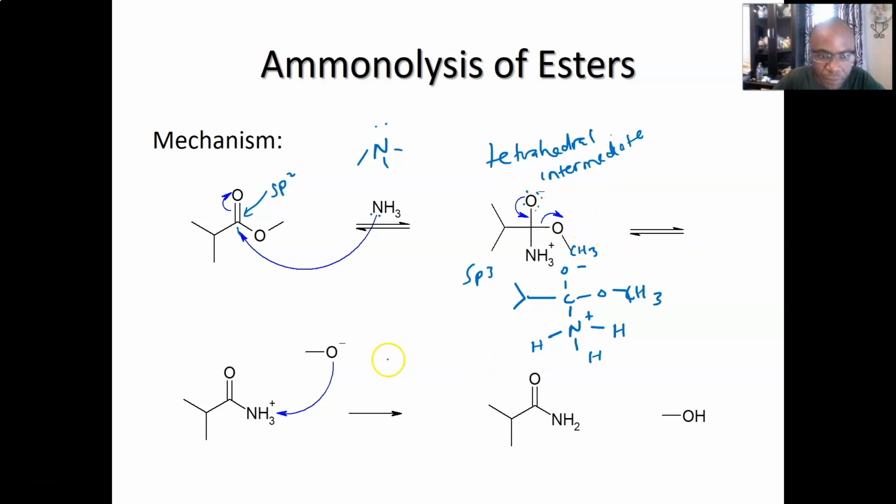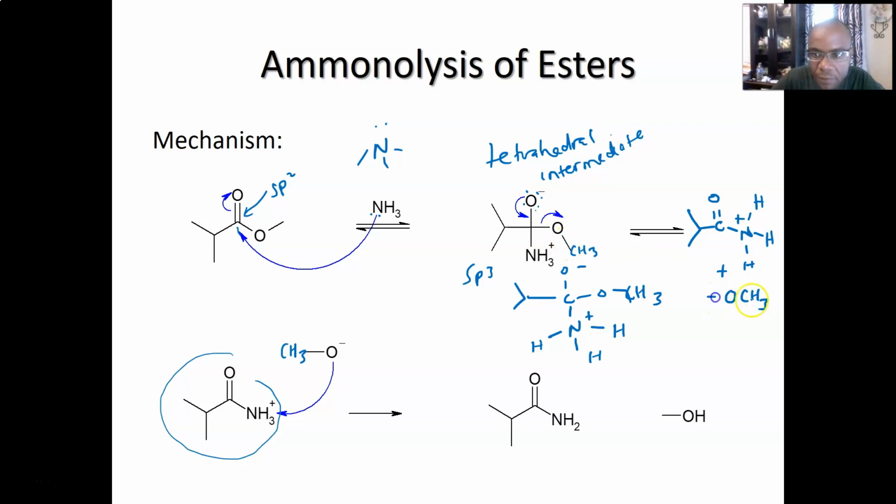OCH3. So you just made this structure. Now this is the OCH3 that fell off. In fact, let me just draw it here for clarity. So you made your carbonyl, and then you have your NH3 plus, right? And then the alkoxide fell off as OCH3. You know, alkoxides again are strong bases, right?